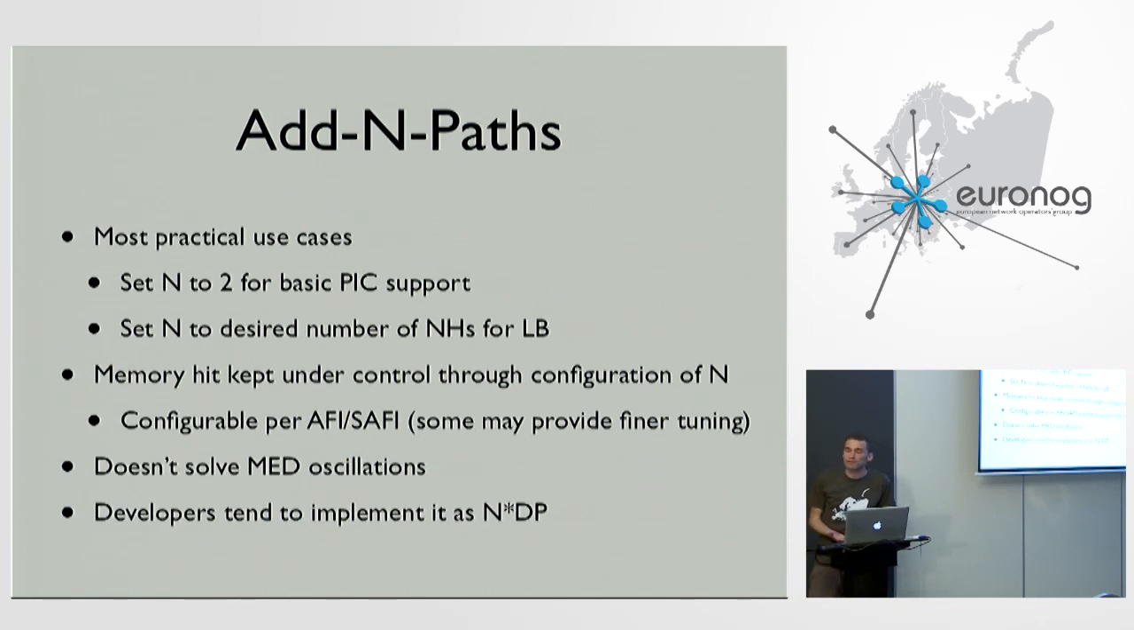It's the mode that is basically covering the most practical use cases, right? You set n to 2, you have support for PIC in the control plane. You have a control plane that can feed PIC in the data plane. If the goal is load balancing, well, you configure n to the number of next hops over which you want to load balance your traffic. If you're a bit afraid of your memory consumption in the control plane, well, you have a knob in order to reduce the chattiness of that path there.